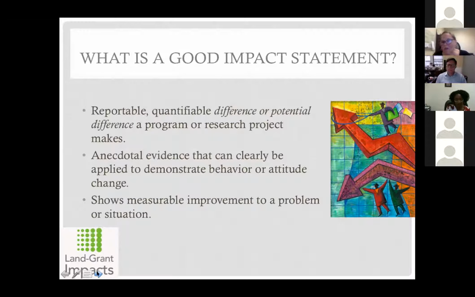It's not all about numbers. Sometimes it's about telling the story of real people that can demonstrate the impact of our programs on people's lives. And from that, we can extrapolate that it also impacts other people in the same way. So that evidence can be anecdotal. It doesn't have to be hard numbers all the time. But it does need to show a measurable improvement to the problem or the situation that you're seeking to address.